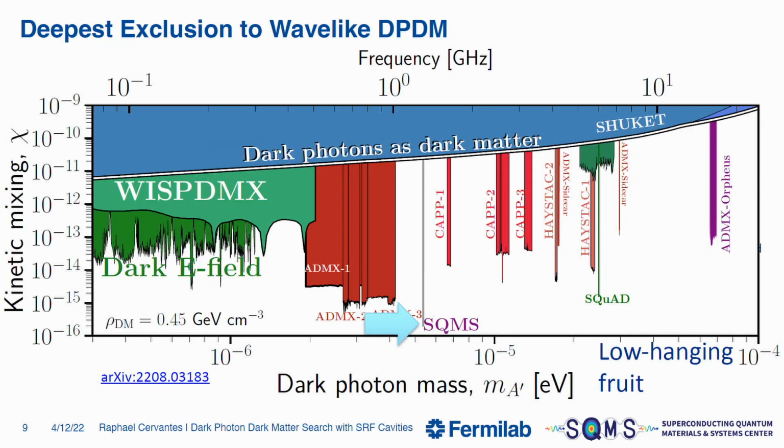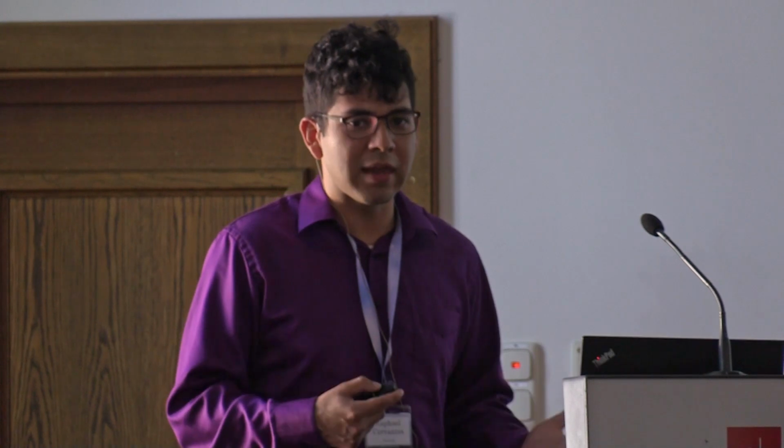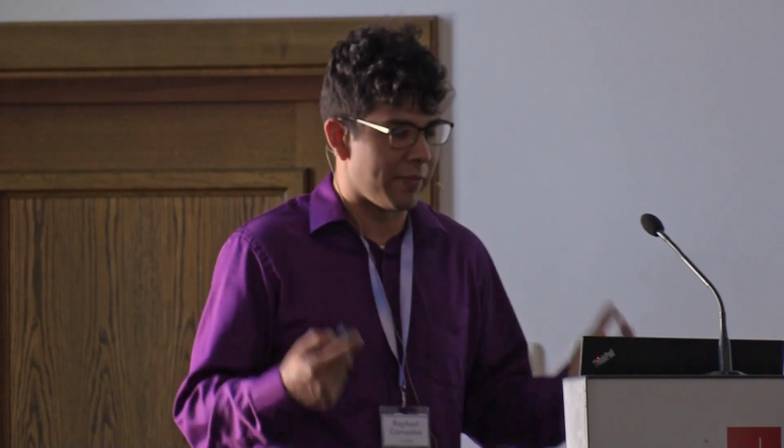This is great. Here's the same limit compared to other microwave haloscope experiments. It's deeper by almost an order of magnitude. It's the deepest exclusion to wavelike dark photon dark matter. And this was just a parasitic measurement using a transistor amplifier. This is pretty low-hanging fruit. We have tons of these niobium cavities, and we're going to push more into this direction. So it was the deepest limit, but admittedly, it's also the narrowest limit that there was.